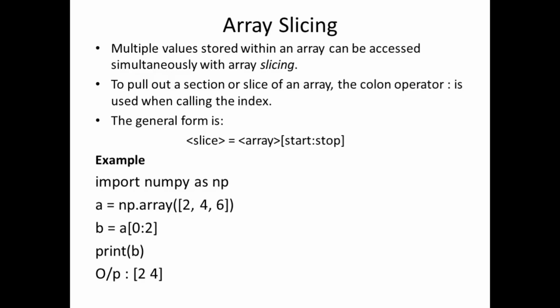What is slicing? Multiple values stored within the array can be accessed simultaneously with array slicing. To pull out a section or slice of an array, the colon operator is used when calling an index, for example start and stop. Import NumPy as np, create an array with the elements, and now you can specify the array slicing 0 to 2. Starting from the 0th position, you can slice two values, so start from 2 and 4. In total, 2 elements you can slice.